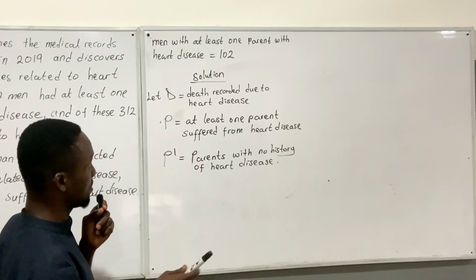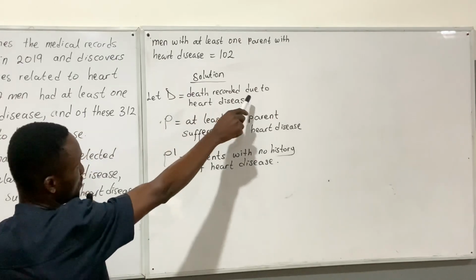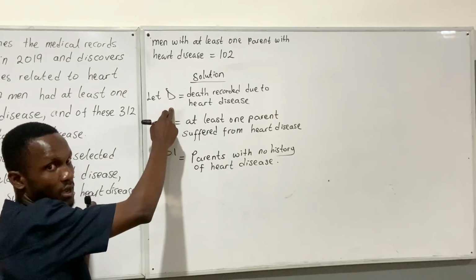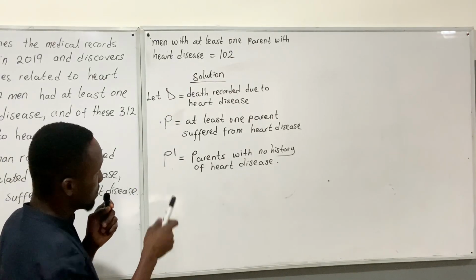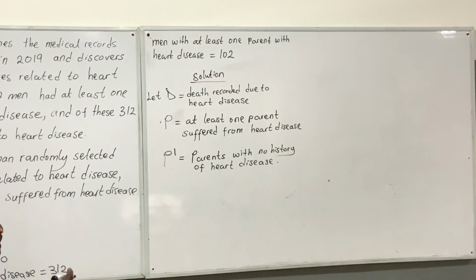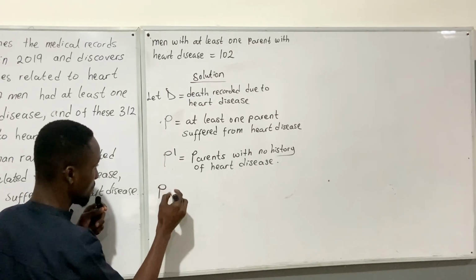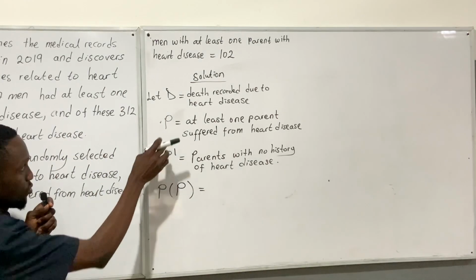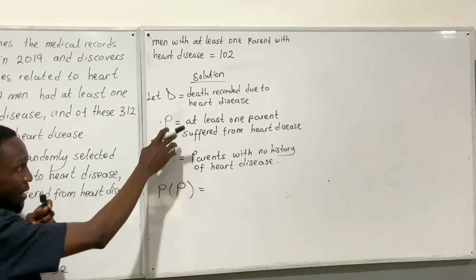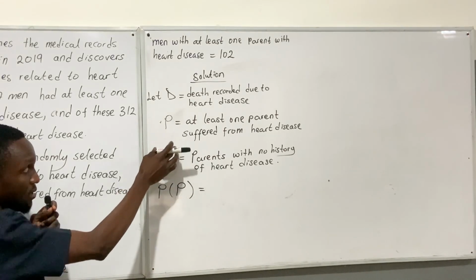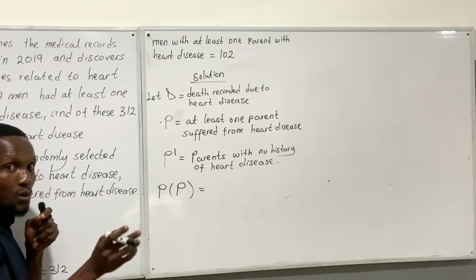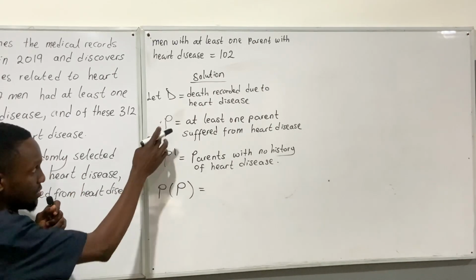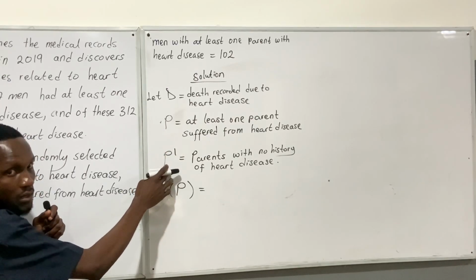Now, because the question didn't say we should find D, death recorded due to heart disease, there is no need for us to find its probability, but it's possible we can find it. So now we will start with P and P1. We will take the probability of P. So probability of P is going to give us what? Now let's go back to the data. So don't confuse this P with parent, like I said earlier. What I mean is that this P stands for men with at least one parent having heart disease. That's what stands for P. Do you get it now?